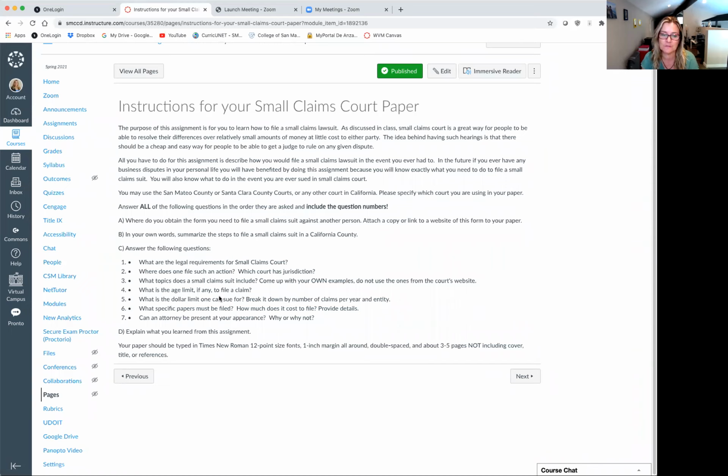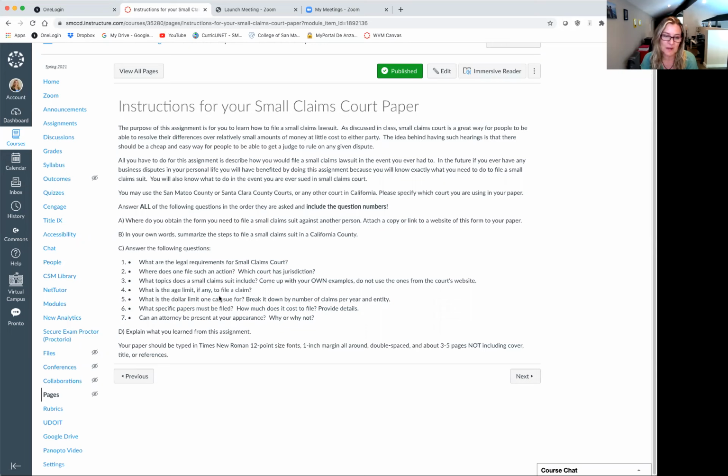What's the age limit to file, if any? Technically, the age limit is 18. However, if you are not 18, a legal guardian can file for you, right? Just because you're not 18 doesn't mean you don't have the right to recover for any damages you might have received. And then the dollar limit that you can sue for, break it down by number of claims per year and entity. Overall, the top amount is $10,000. But this all depends on if you are a business or an individual and how many times you have filed within 1 year, right? Sometimes you might only do one more case up to 5,000 or something like that, right? So make sure you provide the details for that.